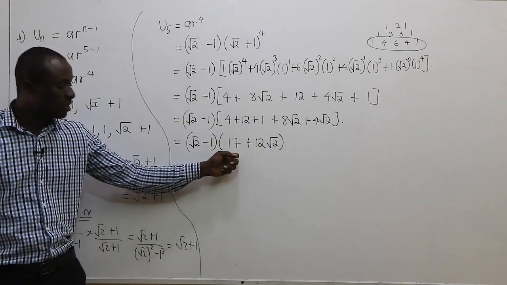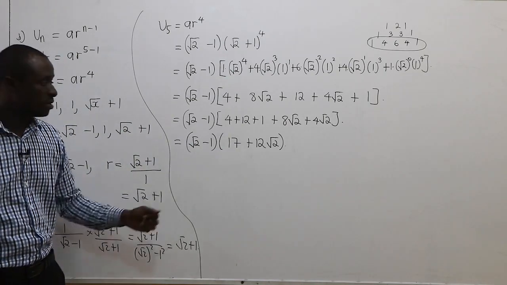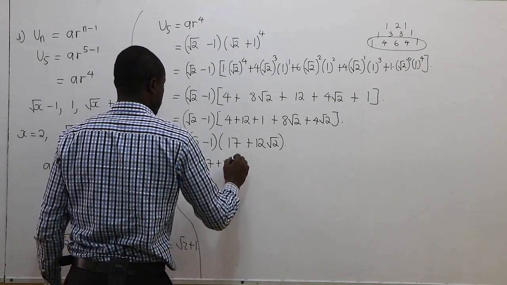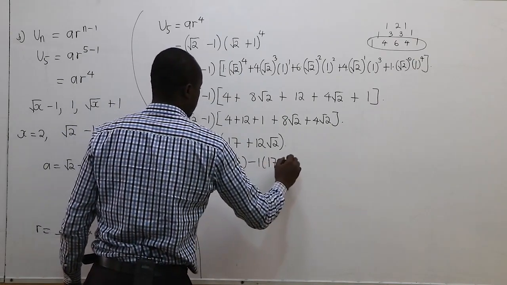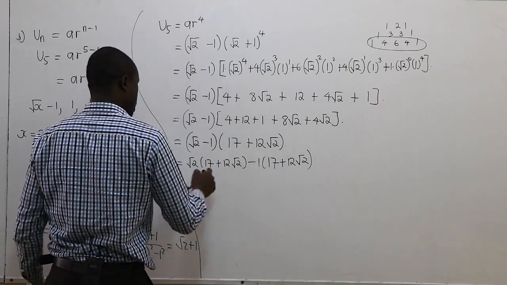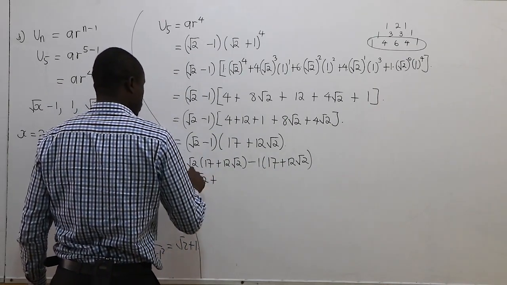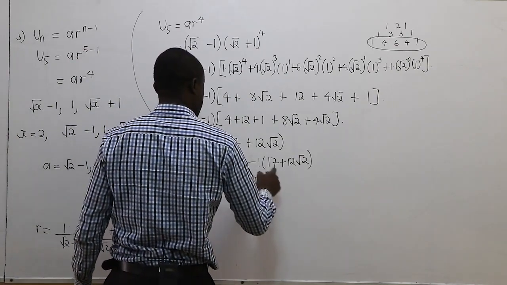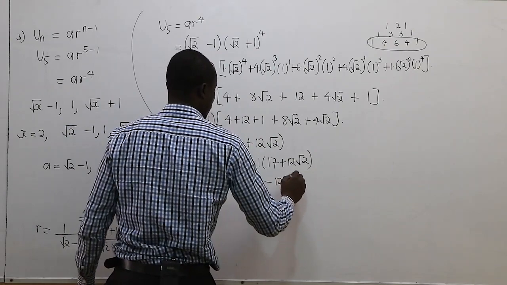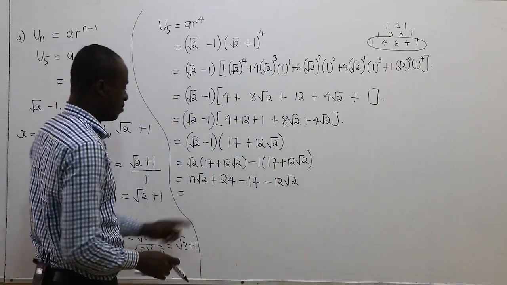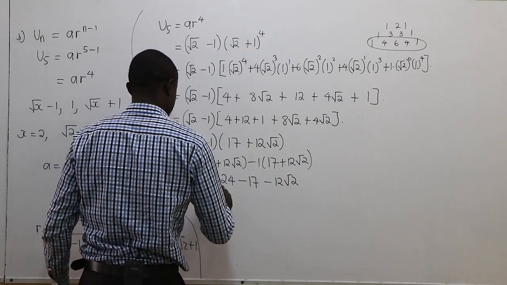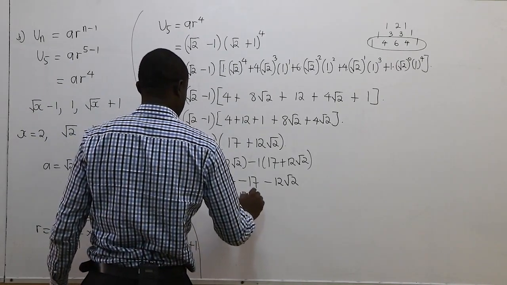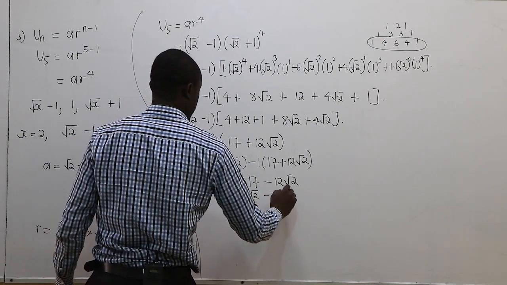So we expand this using the distributive property. We have to simplify using the distributive property. So this time we have root 2 times, we have 17 plus 12 root 2, root 2 minus 1, 17 plus 12 root 2. Now this time we have 17 root 2. Root 2 times root 2, that's 2 times 12, and we have 24 minus 17. This time that's 17 minus 12 root 2. Now from here, you see we have 24 minus 17. This and this is coming here, plus 17 root 2 minus 12 root 2.